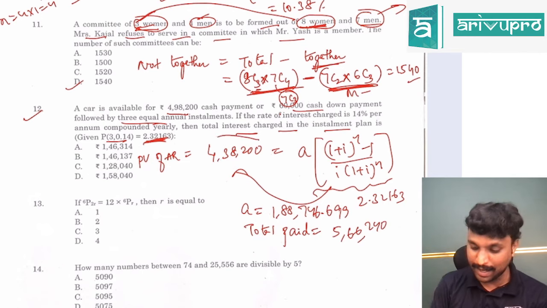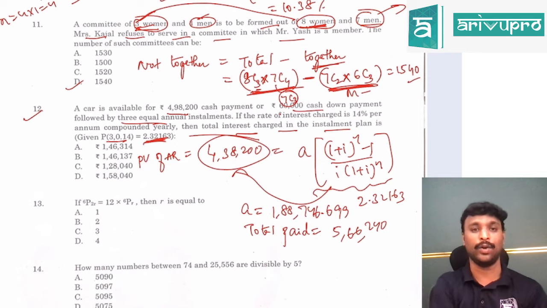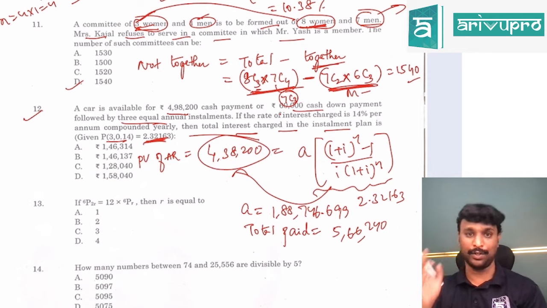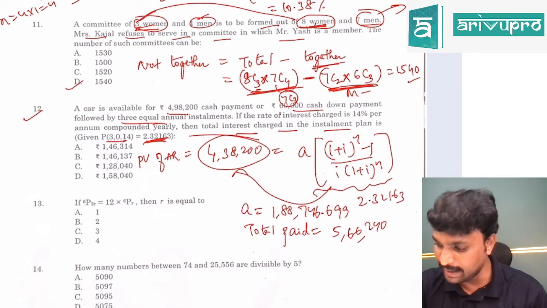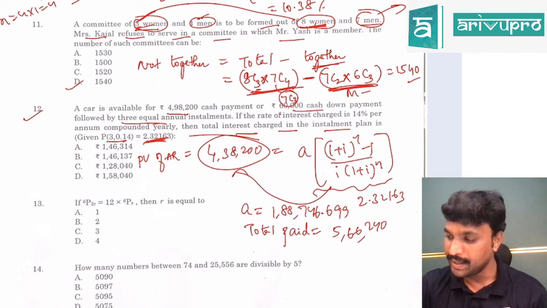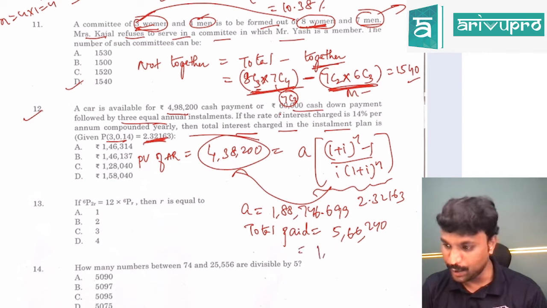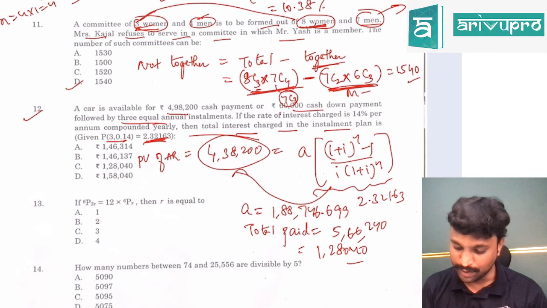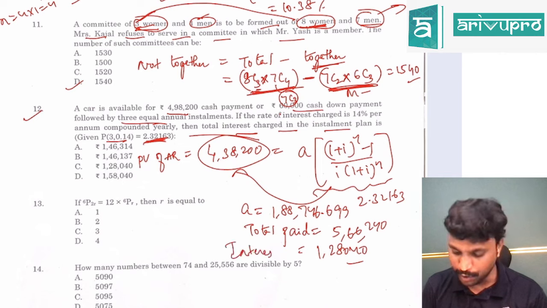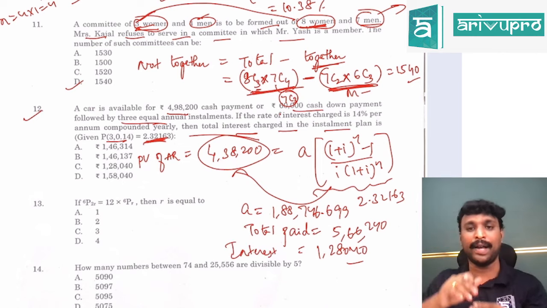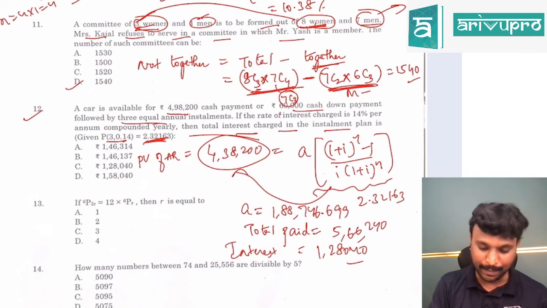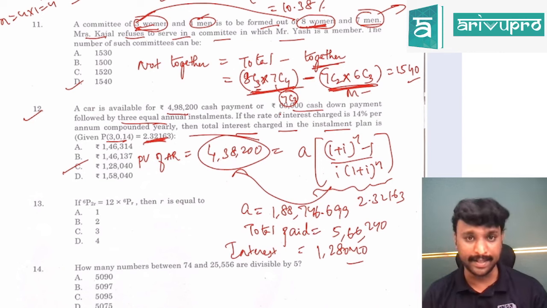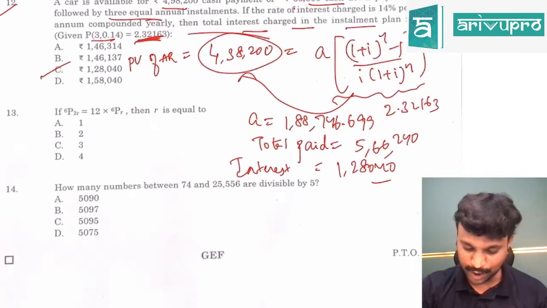How much has been taken as a loan? 4,38,200. So from this 5,66,240, subtract how much ever was taken. That means 4,38,200. So you get 1,28,040. So this is the interest paid. How do you find interest paid? Total paid minus total taken. So 1,28,040 was the extra paid. That means option C is the answer. Is it clear? Right. So let's move on to the next question.